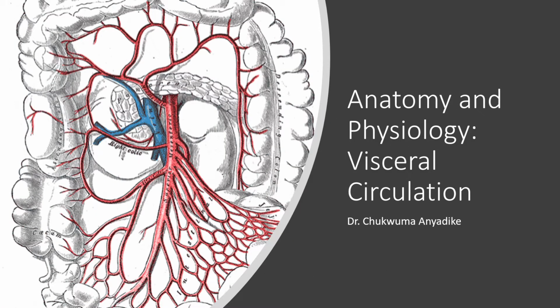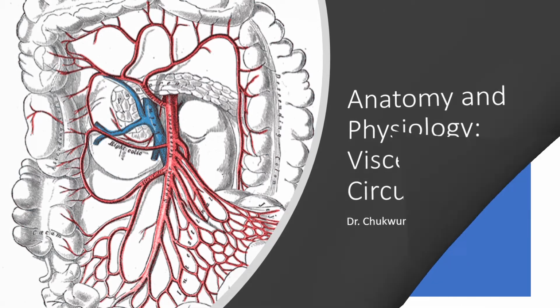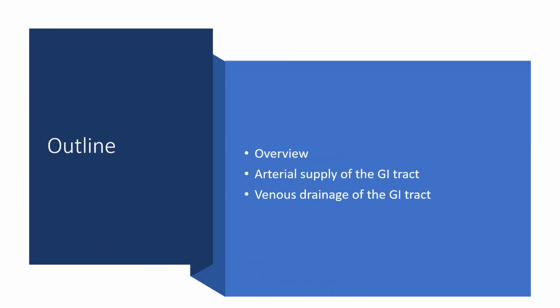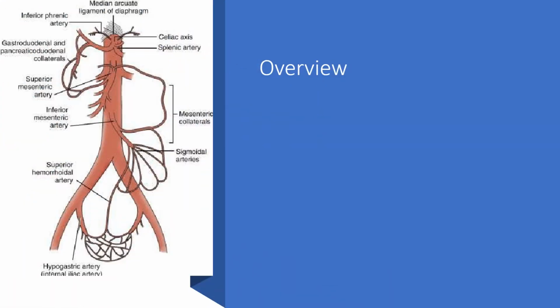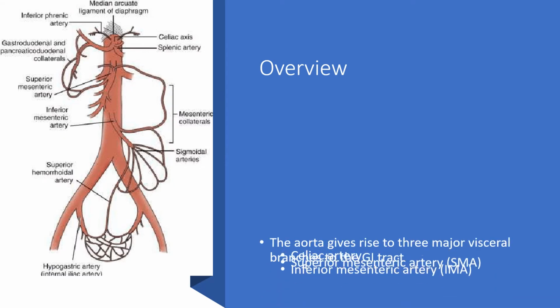Anatomy and Physiology, Visceral Circulation. In this lecture, I'm going to talk about the arterial supply of the GI tract, as well as the venous drainage of the GI tract. Now for a little overview.